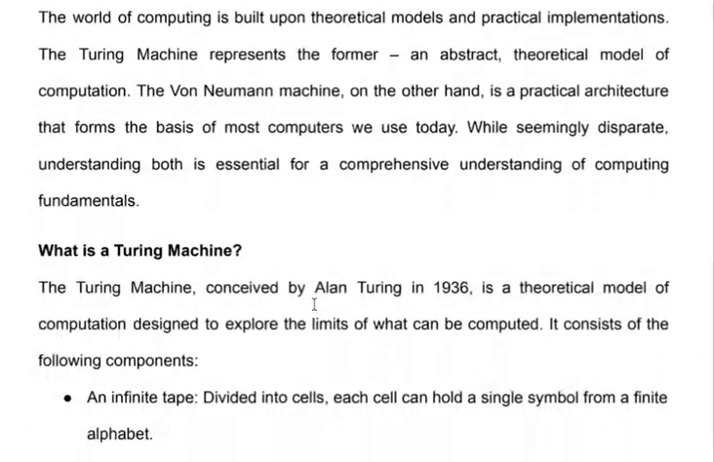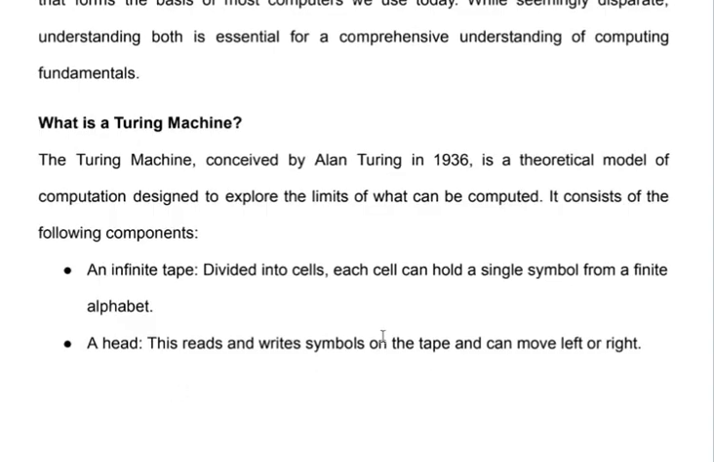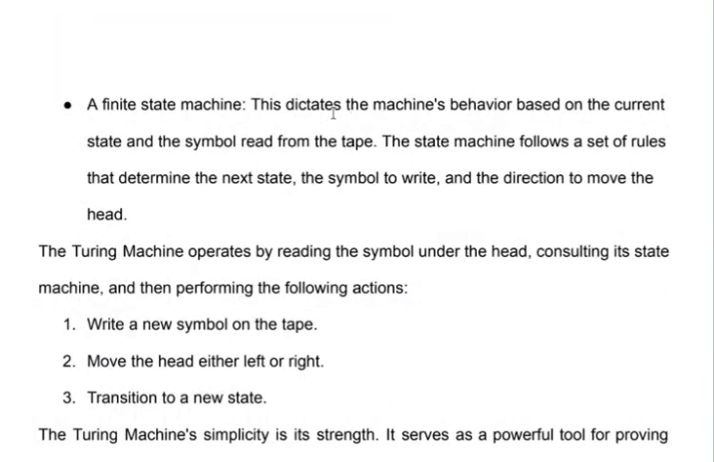What is a Turing machine? The Turing machine, conceived by Alan Turing in 1936, is a theoretical model of computation designed to explore the limits of what can be computed. It consists of the following components. An infinite tape, divided into cells. Each cell can hold a single symbol from a finite alphabet. A head, which reads and writes symbols on the tape and can move left or right. A finite state machine. This dictates the machine's behavior based on the current state and the symbol read from the tape. The state machine follows a set of rules that determine the next state, the symbol to write, and the direction to move the head.